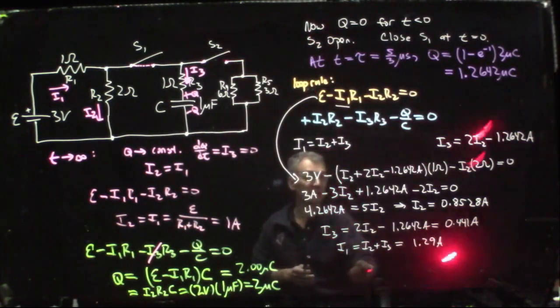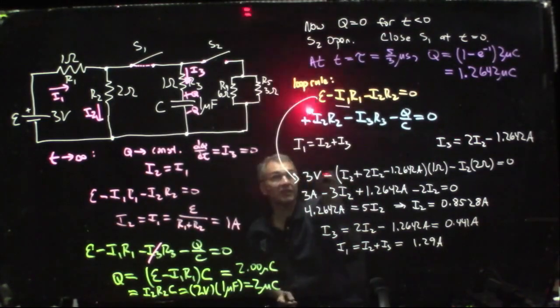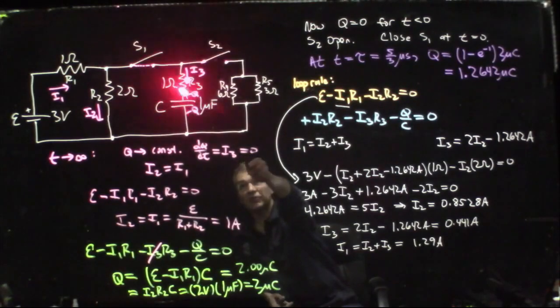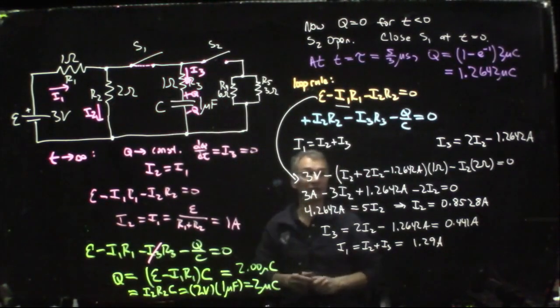The algebra is pretty dull, but the interesting thing is that you see you can actually write down the loop rule when this Q over C term is non-zero and this current is also non-zero. That's the only reason I wanted you to do that. Otherwise, this algebra, I'm sorry, it's kind of annoying.